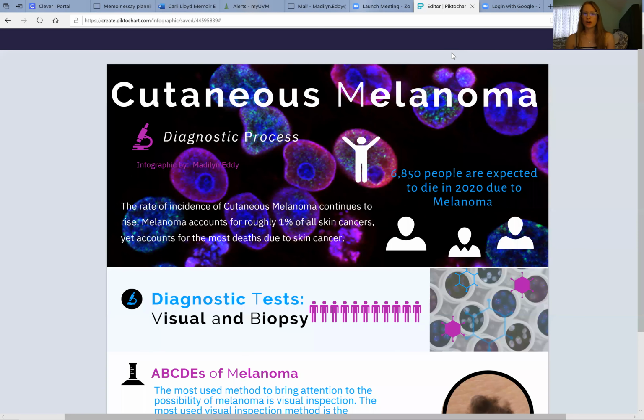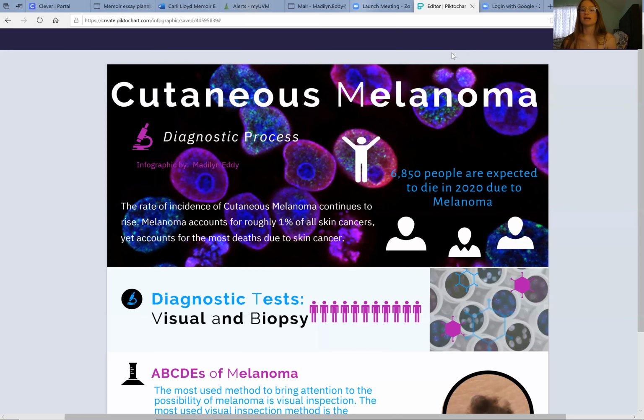In this presentation, I'll be talking about the diagnostic process of cutaneous melanoma. Cutaneous melanoma is a specific type of skin cancer, and melanomas alone account for roughly 1% of all skin cancers. Recently, the amount that this cancer has been diagnosed has been increasing, and it accounts for the most deaths. In 2020, 6,850 people alone are expected to pass away due to melanoma.